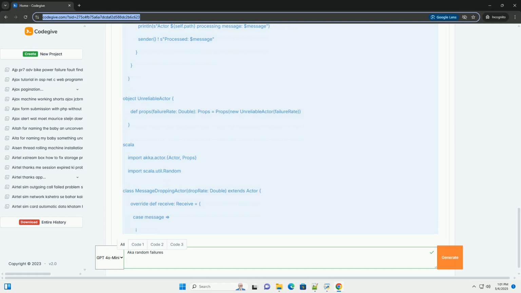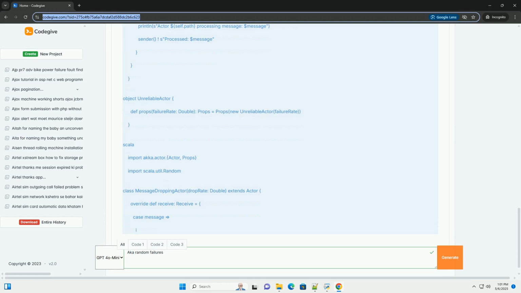Death watch. Death watch allows an actor to monitor another actor for termination. When a watched actor terminates, either due to an exception, being explicitly stopped, or failure of its node in a cluster, a Terminated message is sent to the watching actor. This enables the watching actor to take appropriate actions, such as recreating the failed actor or notifying other parts of the system.